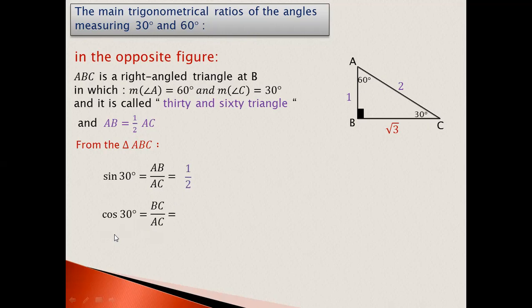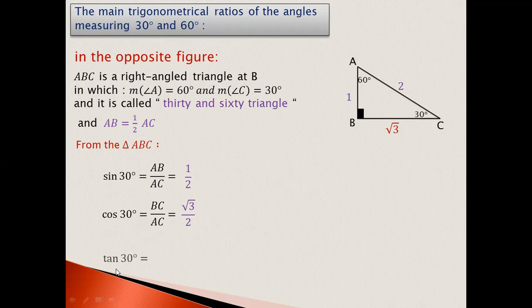And the second trigonometrical function is cosine. We need to find cosine 30. As we studied before, cosine of any angle equals the ratio between the adjacent side of this angle and the hypotenuse. And the adjacent side of the angle 30° is √3 and the hypotenuse is 2, so it's going to be the ratio √3 over 2.